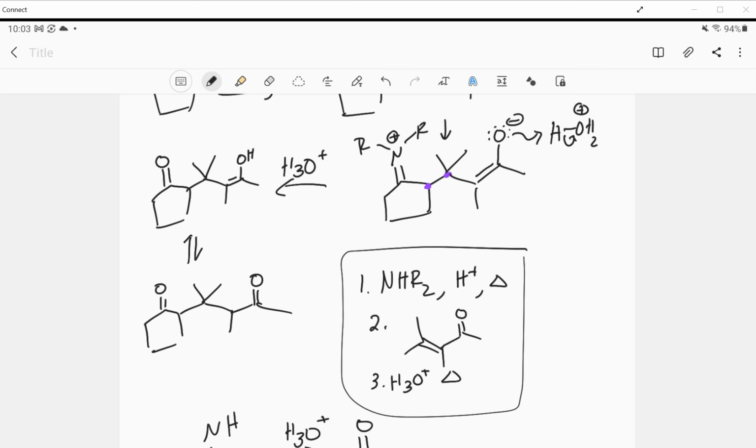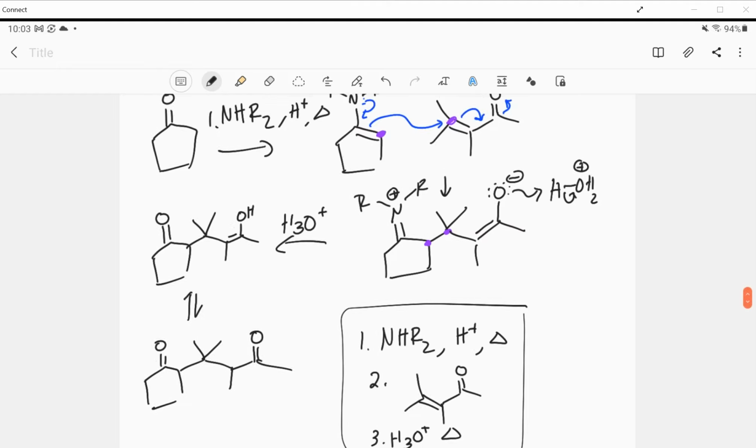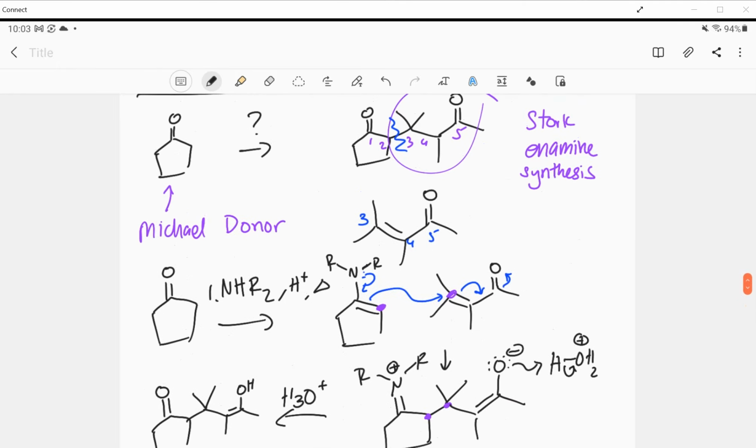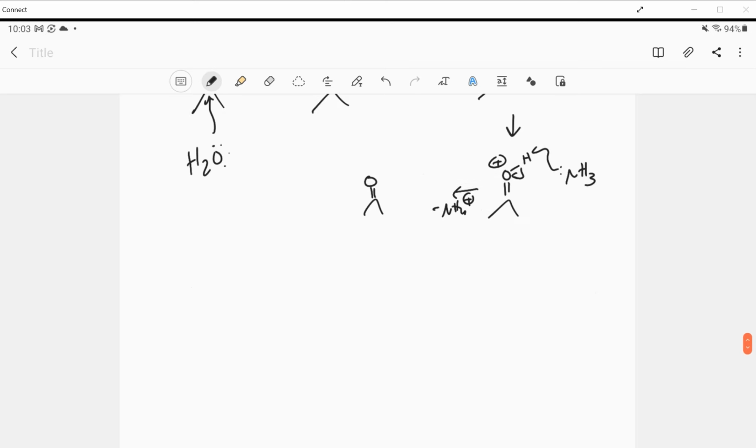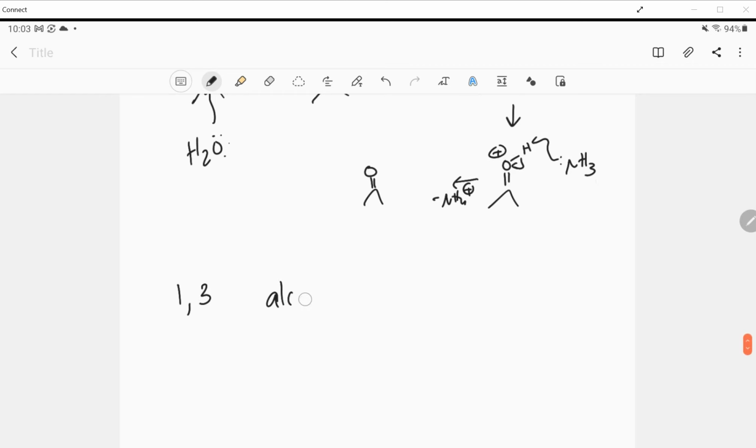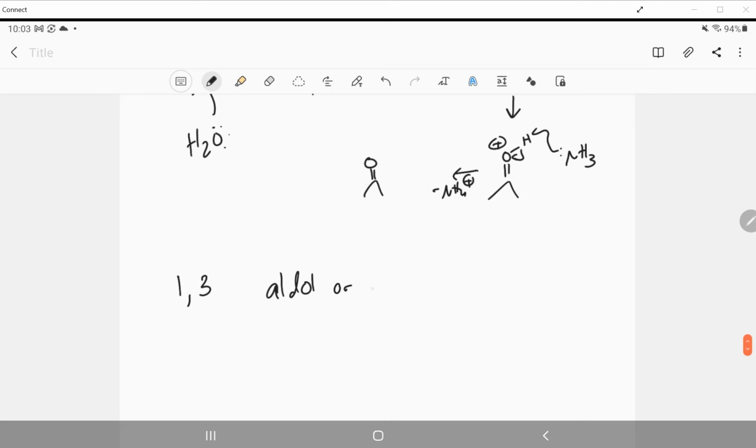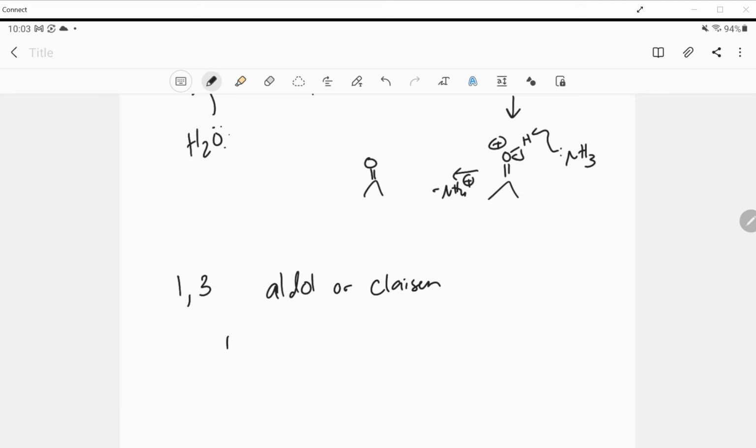Great. Good. So just remember Stork gives you 1,5. So we'll write them out again one more time. If your product is 1,3 difunctionalized, this has got to be an aldol or a Claisen. A 1,3 product might look like this. Throw as many R groups as you want on here. The point is that you have two functional groups that have a 1,3 relationship to each other. Those can be formed from an aldol or a Claisen.